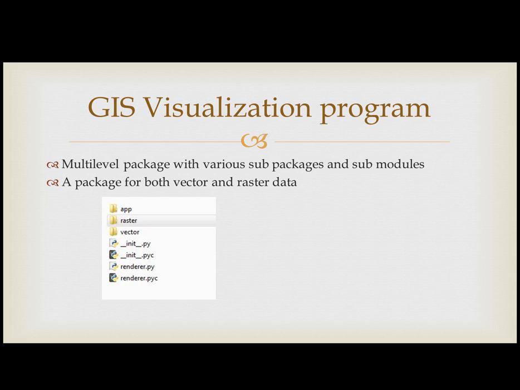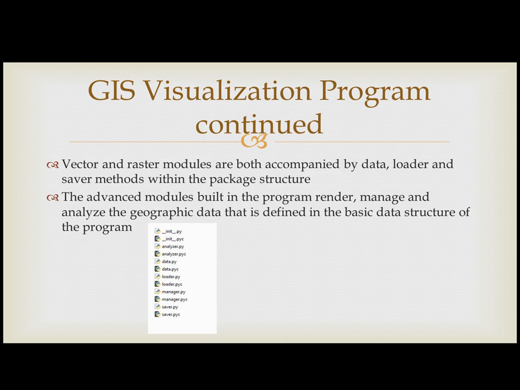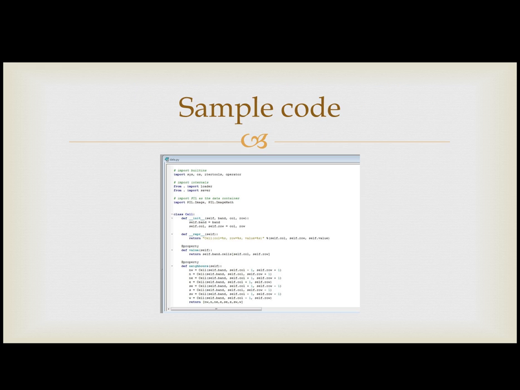Vector and raster modules are each accompanied by data loader and saver methods within their package structure. As you can see, here's the package structure, and these modules are used to analyze, load, manage, and save the data that you bring into the GIS visualization program. Here's an example of sample code written in Python that makes use of all the different lightweight Python modules that I referenced earlier.